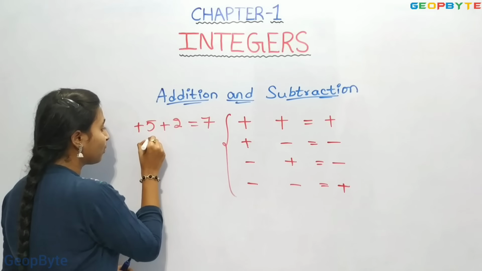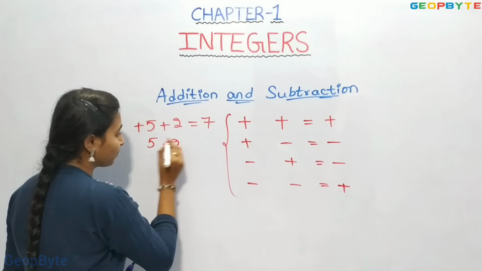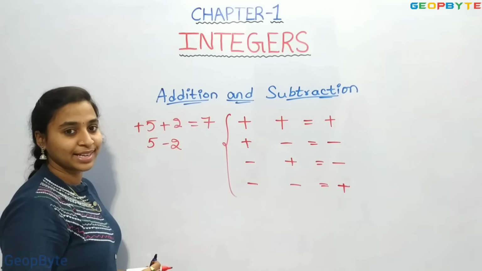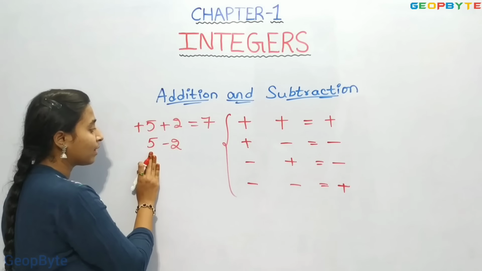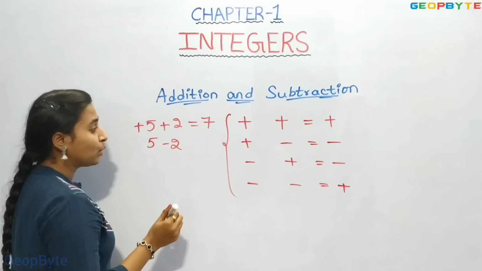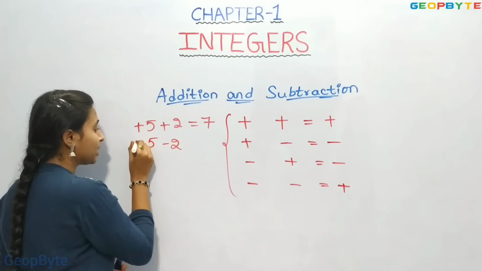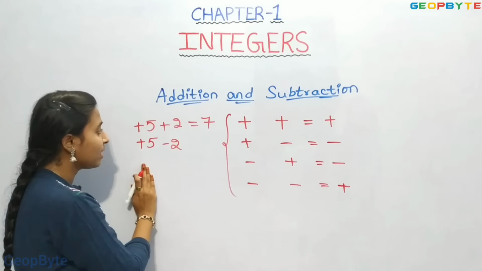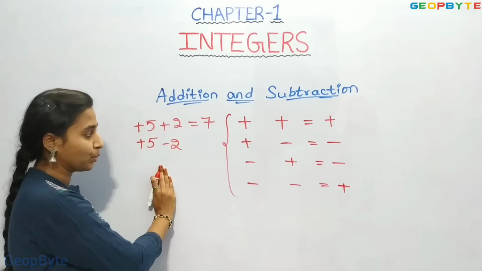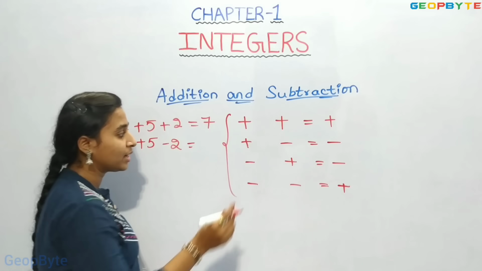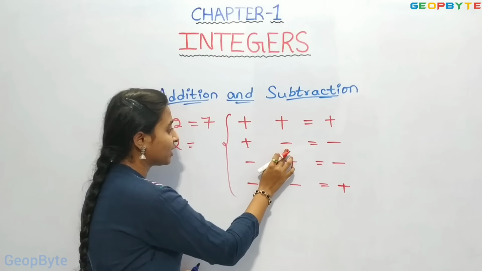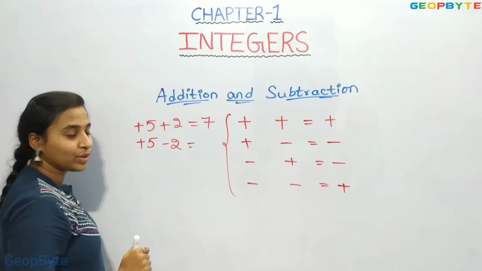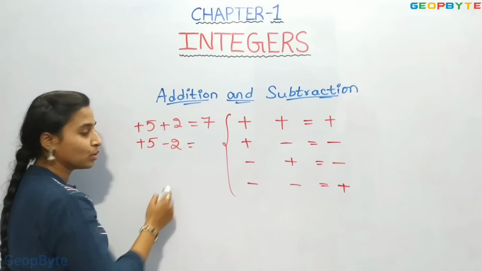If we have 5 minus 2, let us take the same 2 numbers for all the rules for better understanding. Now, if we have 5 minus 2, don't think that here is nothing. 5 is there means here plus is there. The 5 is plus 5 and the 2 is minus 2. Now, what is the rule I said? If plus minus are there, we need to subtract. Plus, minus, we need to subtract. 5 minus 2 is 3.